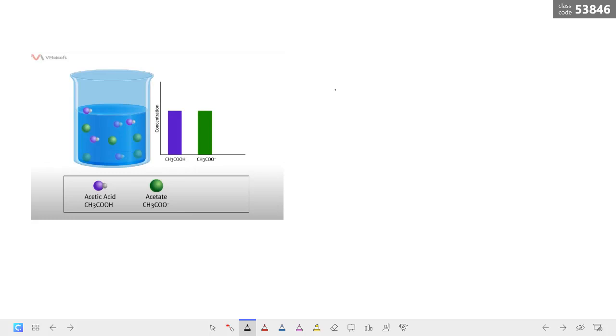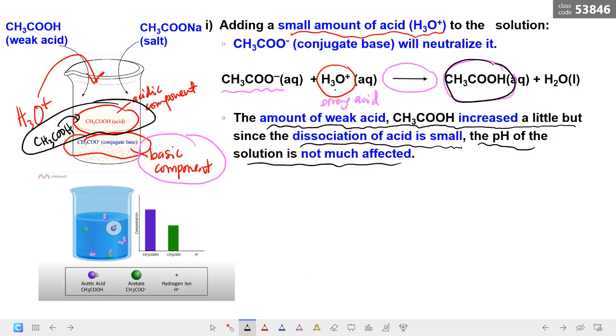Jadi kalau kita lihat di sini, nampak? Pada graf ni, concentration of acetic acid bertambah sedikit, concentration of acetate ion berkurang sedikit. Sebab apa? Dia digunakan untuk neutralize the added strong acid tu tadi. So yang ni ada bertambah sedikit lah. Okay, ini how the acidic buffer works, bila a small amount of strong acid is added to it.